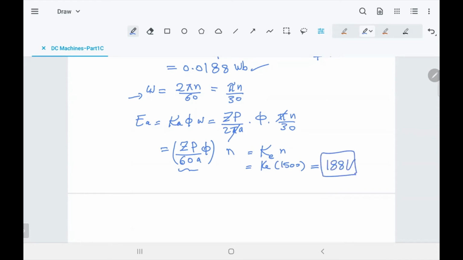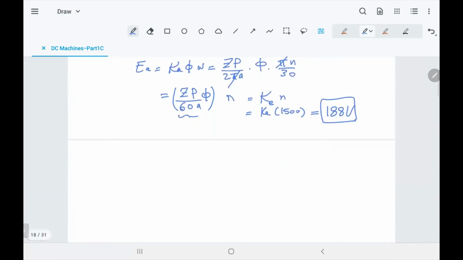So I got the voltage of the armature. So now I have everything. I have the voltage of the armature, the current of the armature is given. I can calculate the developed power. So now the developed power is equal to Ea times Ia, that's 188, and the current is given, 25 amp, and here you go, I got 4700 watt.